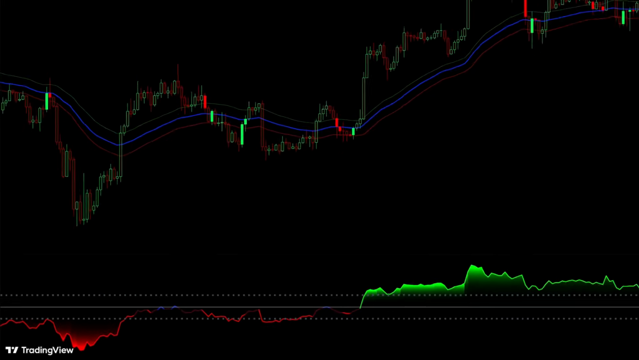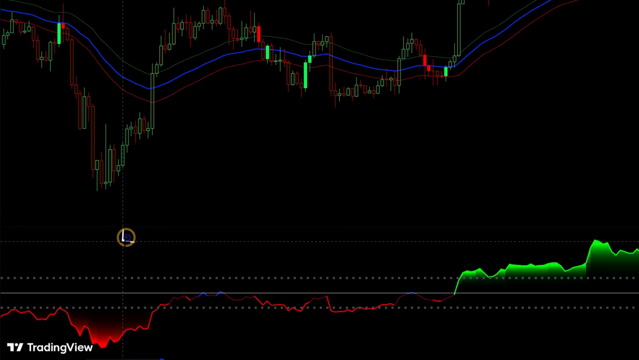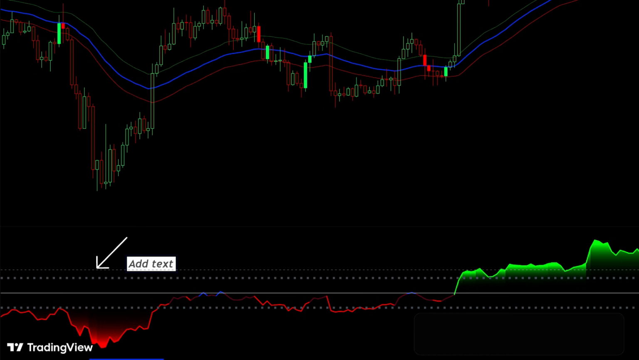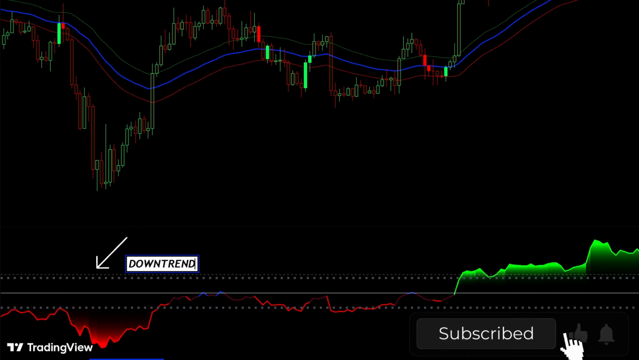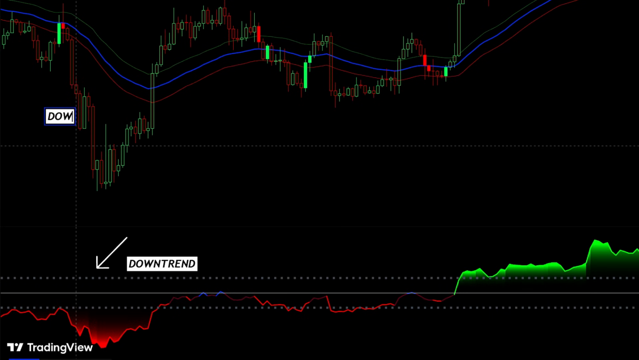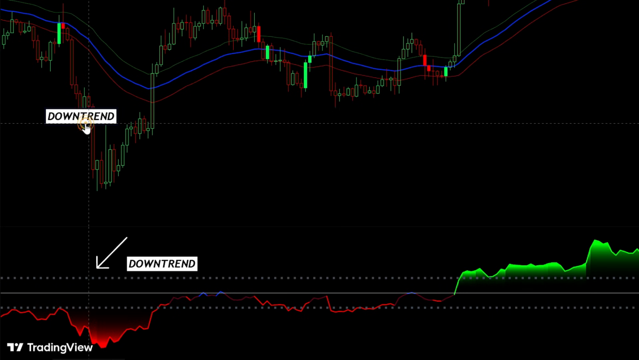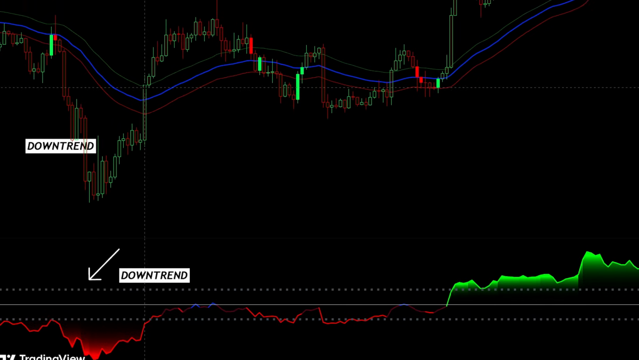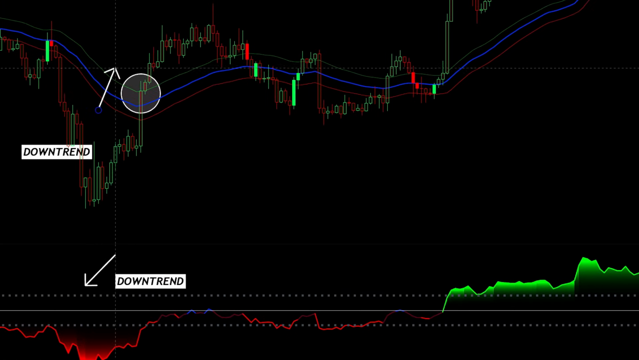For a long trade, look at this BTC chart example. We first need the range oscillator to be green and breaking above the plus 200 level. This confirms bullish trend strength. Next, we wait for the price to cross up and close above the advanced MA channel. This initial cross isn't your entry, it's your warning shot.